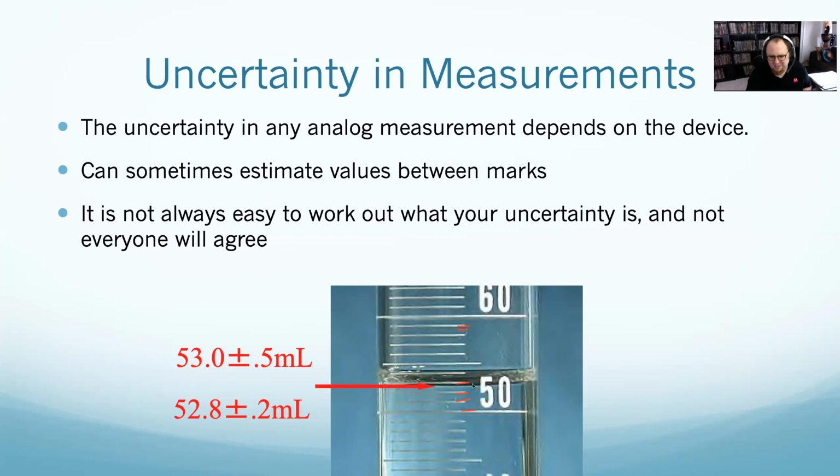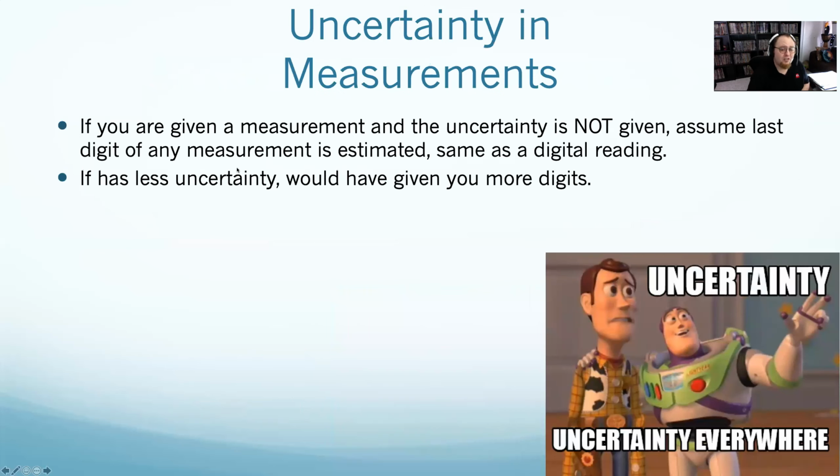Someone else would say, no, I can do better than that. It's less than 53. I'd say it's 52.8 plus or minus 0.2 milliliters, which is going to be a wiggle room of about that big. How accurately you measure it is up to you. But when you make a measurement, you should keep track of uncertainty. Now, if you didn't make the measurement yourself and you're given the measurement, assume the last digit is uncertain.